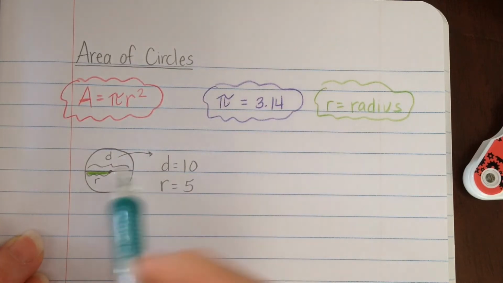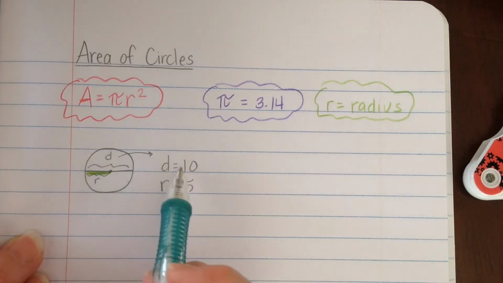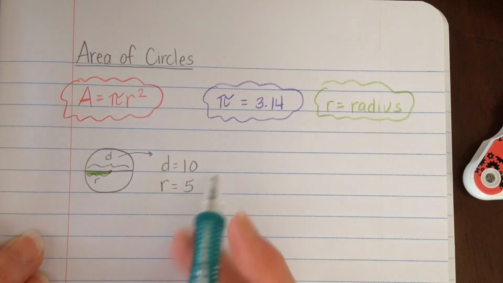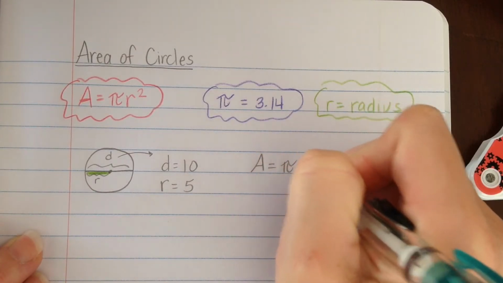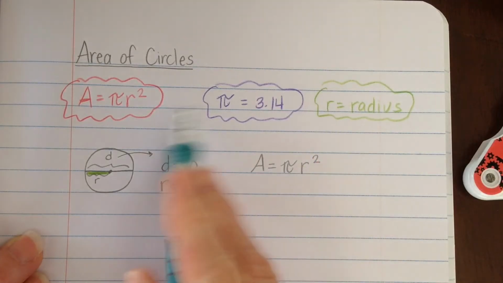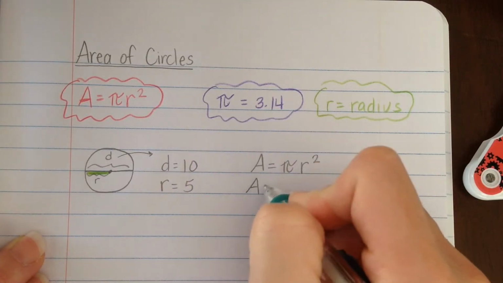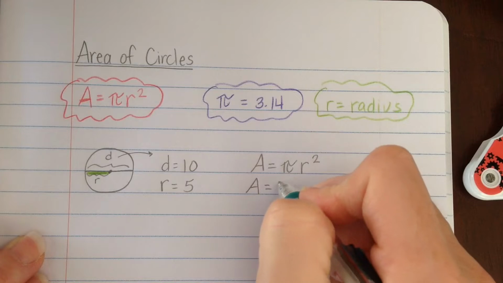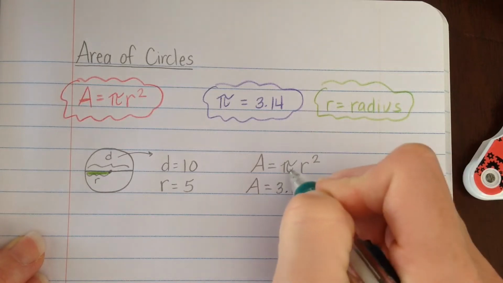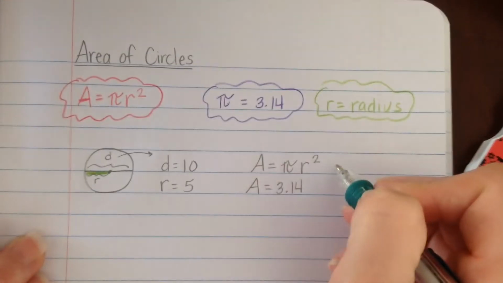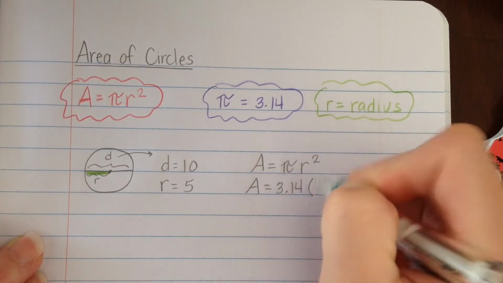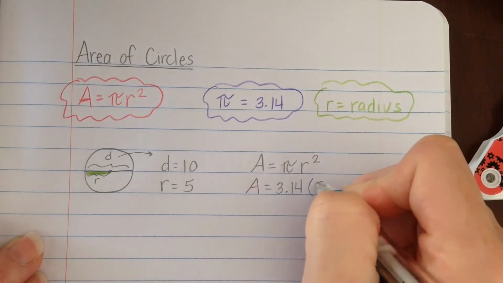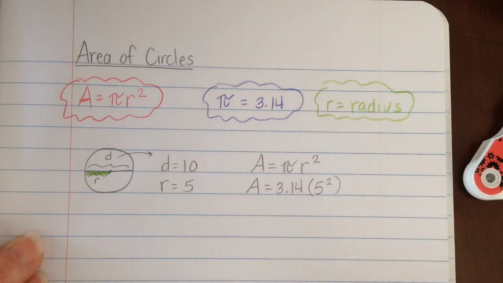Okay, so now if I want to find the area of this circle that has a diameter of 10 and a radius of 5, I'm going to use my formula. Area is equal to pi r squared. Then I plug in my values to find the area. Pi is 3.14 times, and when things are next to each other, it just means multiplication, so times the radius, which in this case is 5 squared.